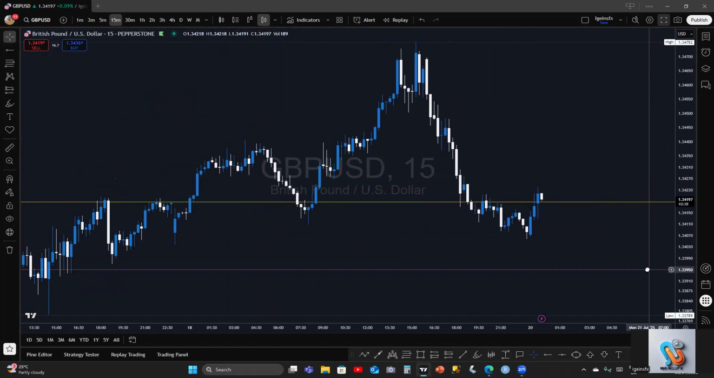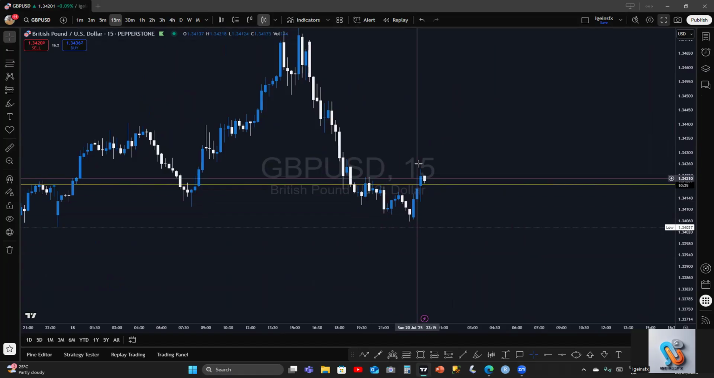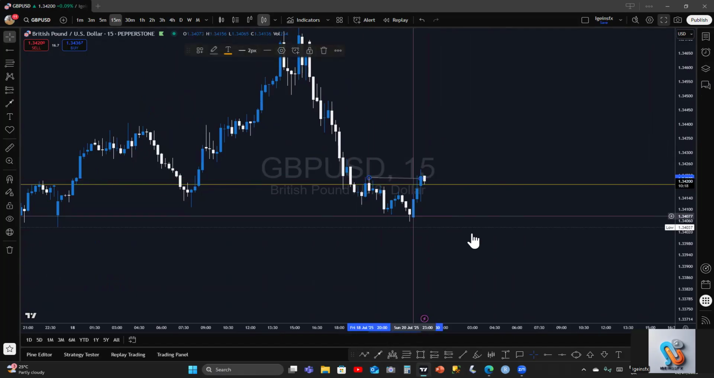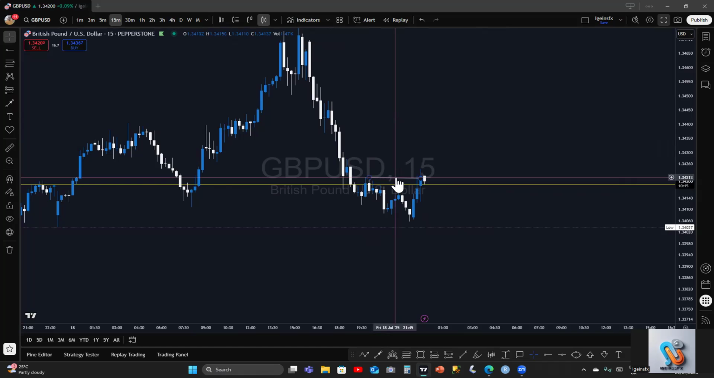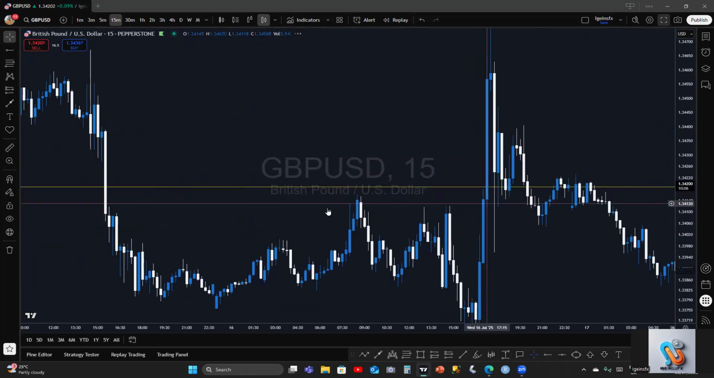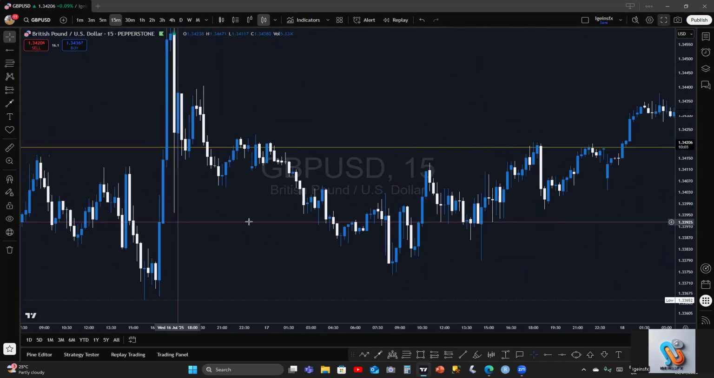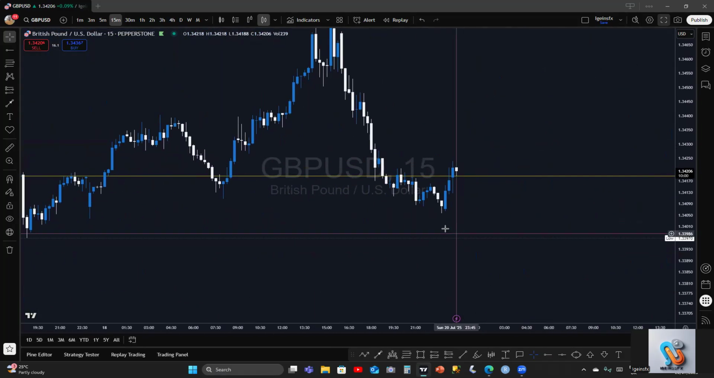In 15 minutes, when you look at it critically, it's changing character here. Change of character here. You can see it's retesting here and it's bouncing at this obvious level here. It has broken to the upside now, and it's retesting it.